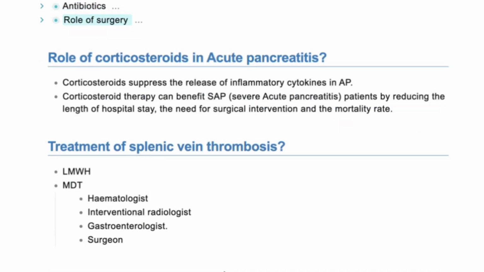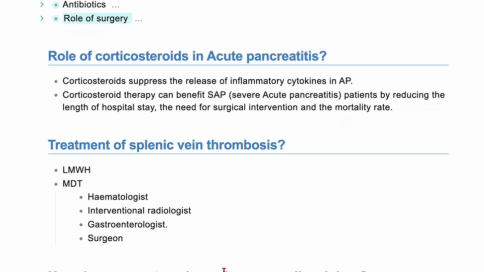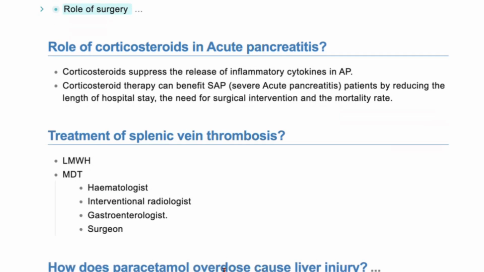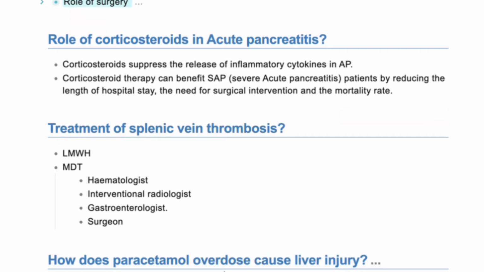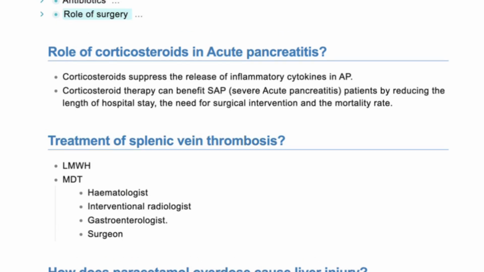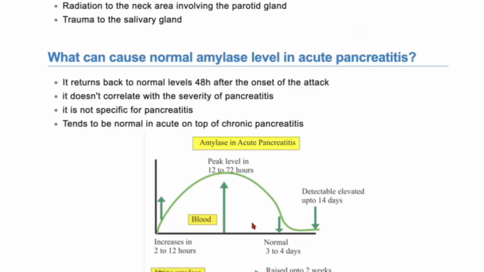And how does paracetamol overdose cause liver injury? So the paracetamol overdose causes liver injury by affecting the liver enzymes. I think it typically affects the glucuronidase transferase enzyme and causes deranged LFTs. It's treated by giving NAC, which is N-acetylcysteine.